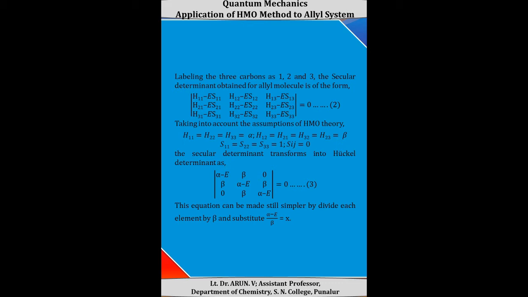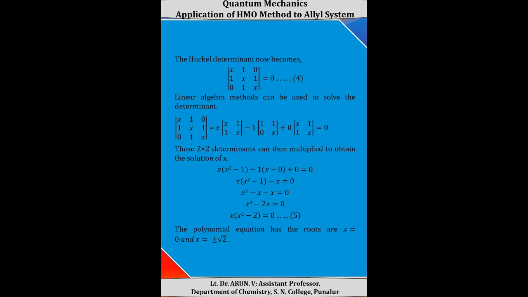This equation can be made simpler by dividing each element by beta and substituting alpha minus E divided by beta equal to x. Therefore, the Huckel determinant now takes the form: determinant of x, 1, 0; 1, x, 1; 0, 1, x; that is equal to 0.